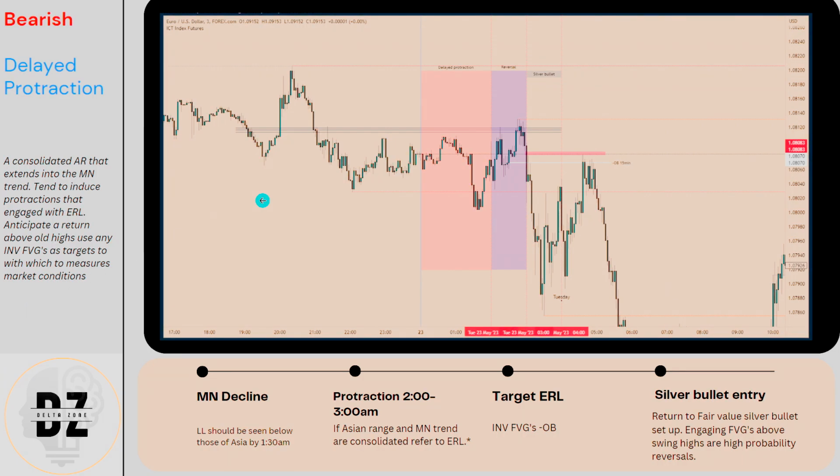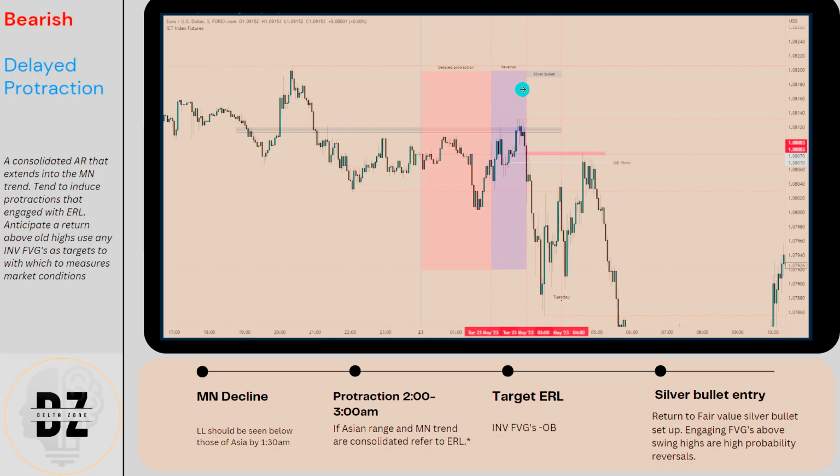In this example, we have a rather consolidated Asian trend that extends into midnight. In a situation like this, the protraction stage can tend to engage external range liquidity. When this happens, or when we see a formation like this, we should anticipate a return to above all highs. We can use inverted fair value gaps as targets, again, to measure market conditions. So you'll see here on a higher time frame chart, these candle bodies are seen to close in the value area of the inverted fair value gap.